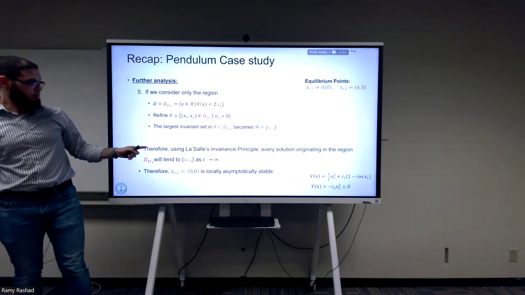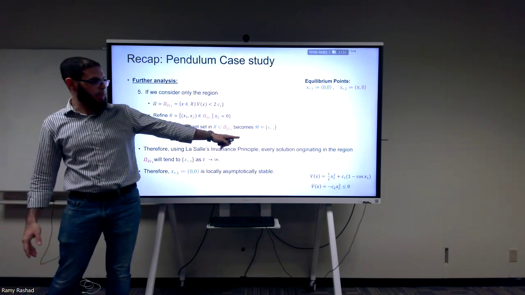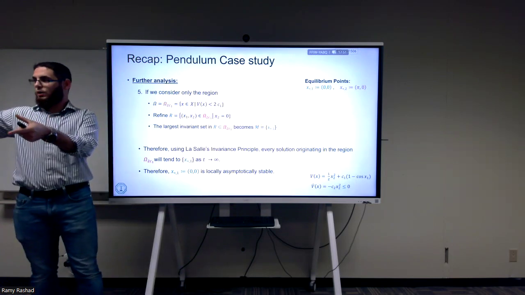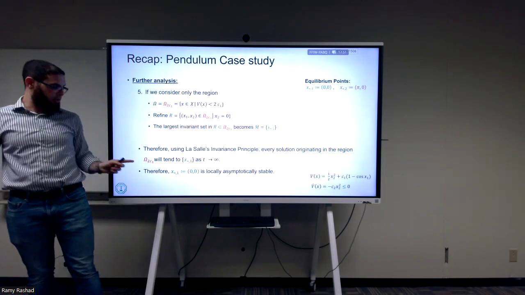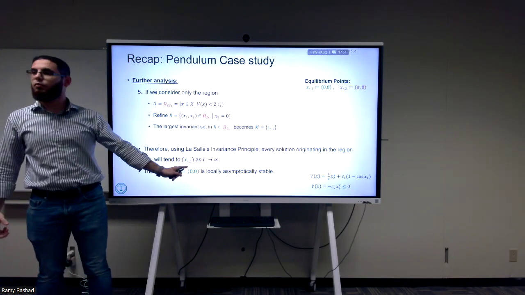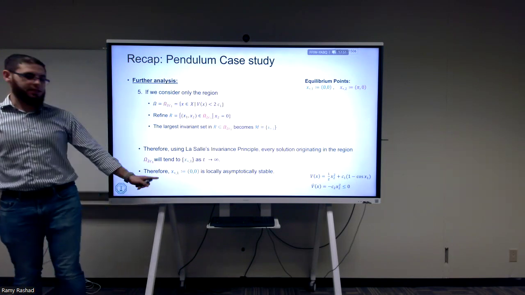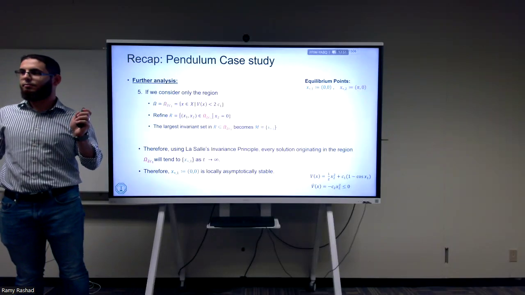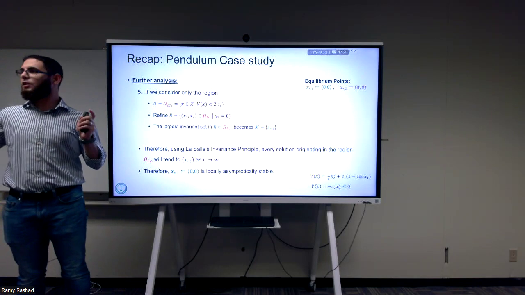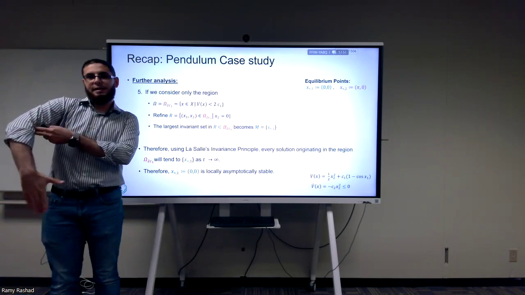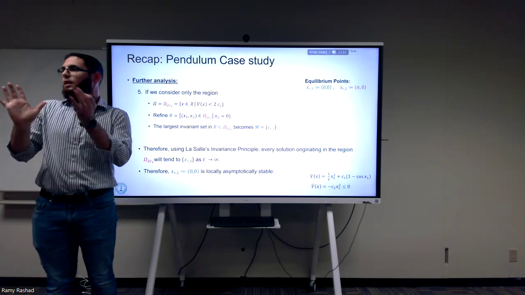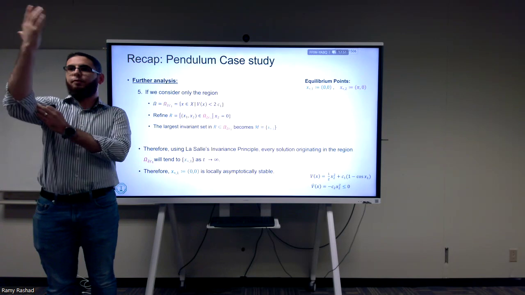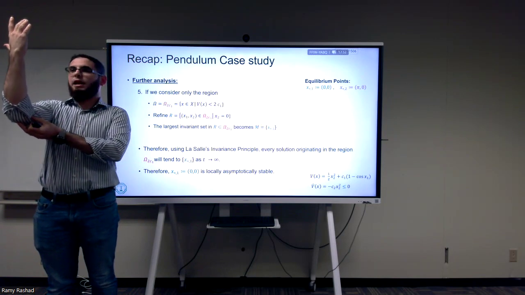And thus, using LaSalle's invariance principle, you can show that any solution that originates in this region that we restricted ourselves to will tend to X1 star. And thus, we concluded that it's locally asymptotically stable. Hooray. This is very intuitive, by the way. Physically we know that the downward position is stable, and the top one is what? Unstable.